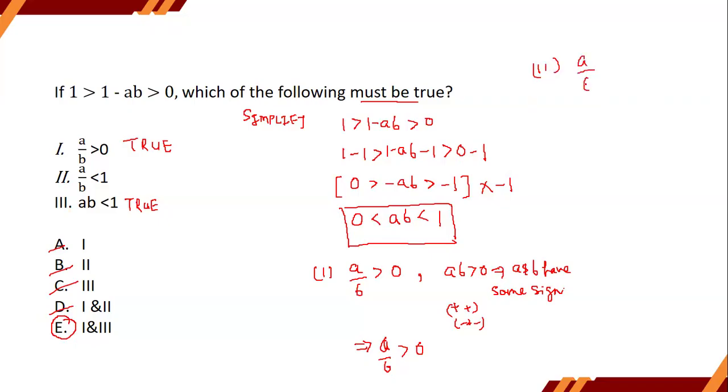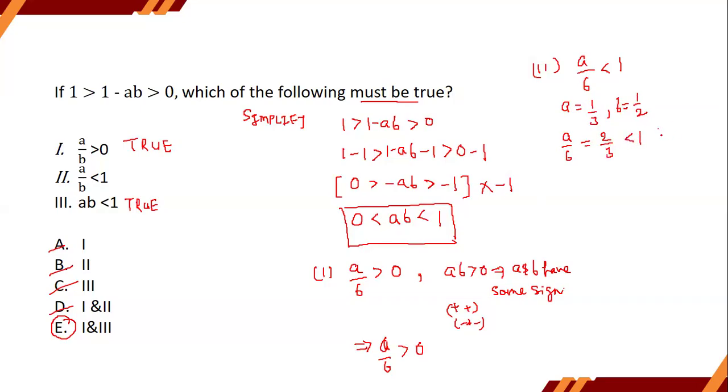So A by B is less than 1. Now, we can pick numbers. If we do not have something from which we can infer immediately, we can pick some numbers, but we need to ensure that those numbers satisfy the condition given here. So let's take A equals 1 by 3 and B equals 1 by 2. With this, what will we get for A by B? That is 2 by 3. Of course, this makes it true.